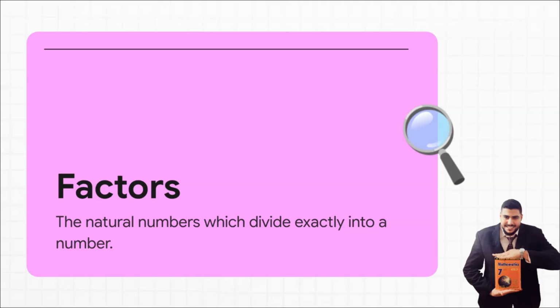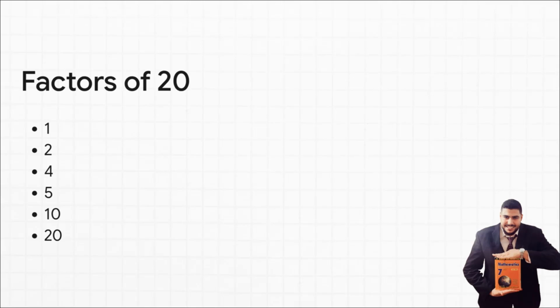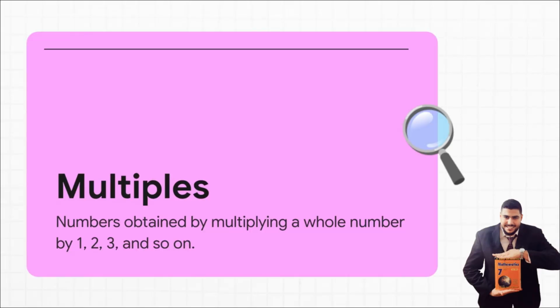Let me show you what I mean. Let's take the number 20, for example. What pairs of numbers can you multiply to get 20? Well, there's 1 times 20, there's 2 times 10, and there's 4 times 5. So all those numbers, 1, 2, 4, 5, 10, and 20, are its factors. They're its core components.